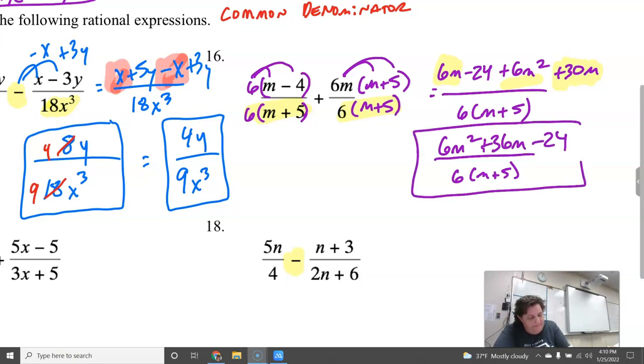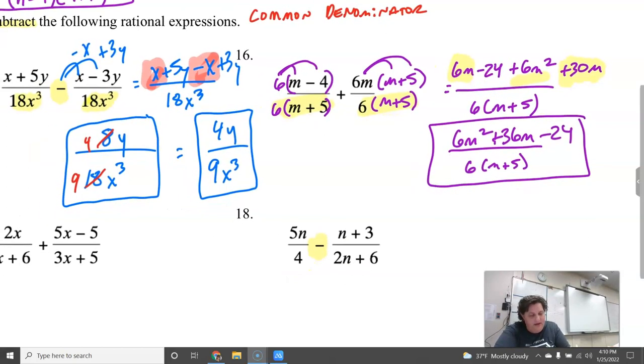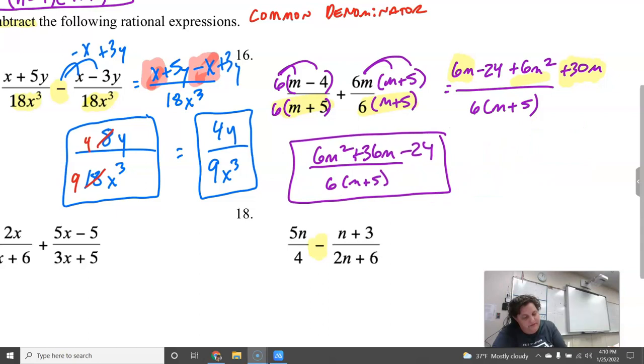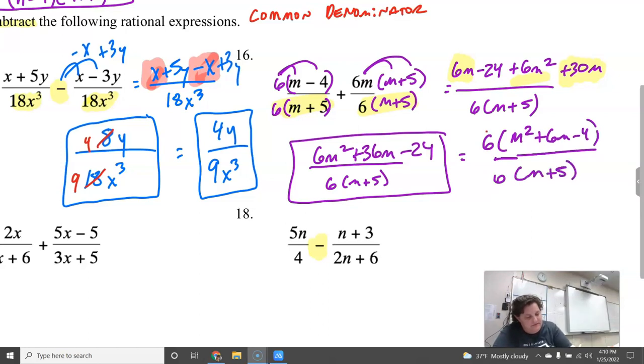Now, we're pretty good with that. The one thing that you can do, again, let me move this over here, is factor a 6 out of the top. You see that? And there's already a 6 out of the bottom, so the 6's can cancel out. That simplifies it even more. And then I can put my final answer with that.